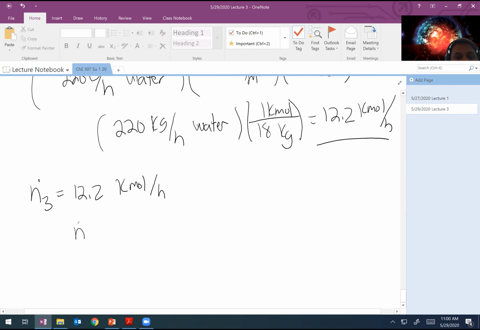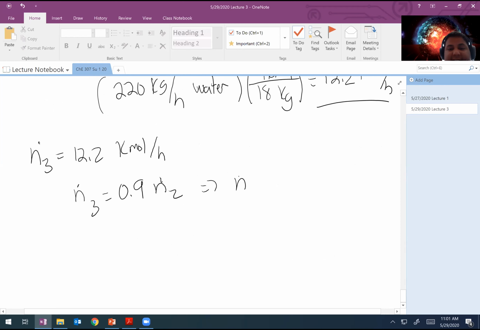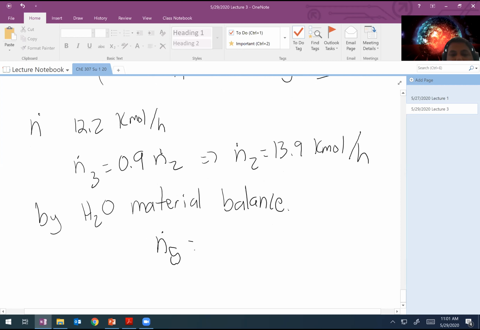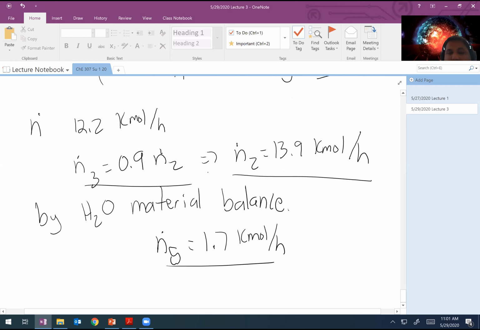And I know from our relationships that N3 is 0.9 N2, right? Because 90% of the water in the feed was leaving as liquid, which implies that N2 is 13.9 kilomoles per hour. And then by my water balance, that makes N5 13.9 minus 12.2, or 1.7 kilomoles per hour, right? So I solved for N3, N5, and N2.